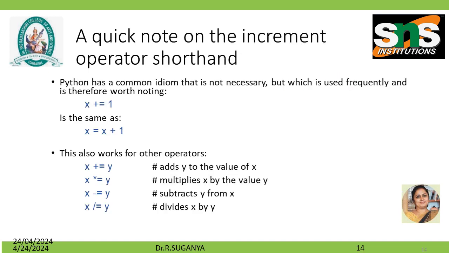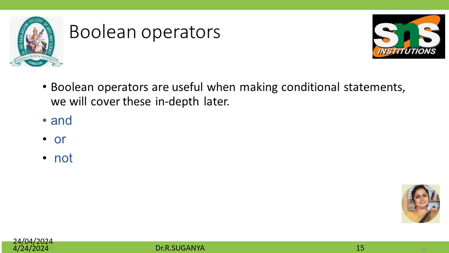A quick note on the increment operator, which we can use frequently. Plus equal to is the same as incrementing the variable by a value. It adds y to the value of x, the first one. The second one multiplies x by the value of y, and the next subtracts y from x, and the last divides x by y.